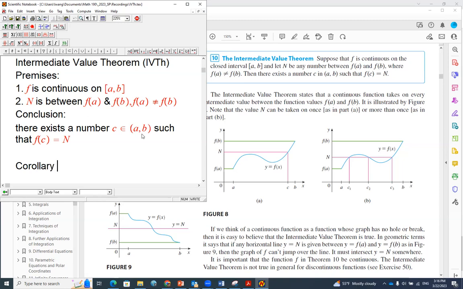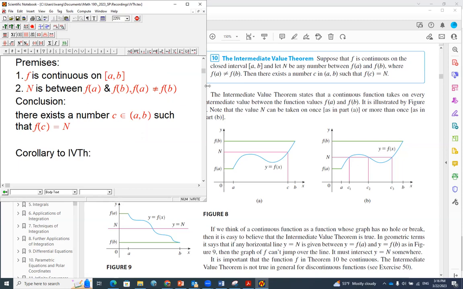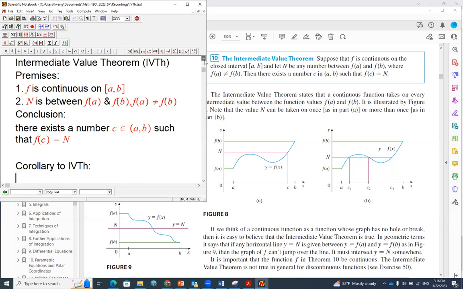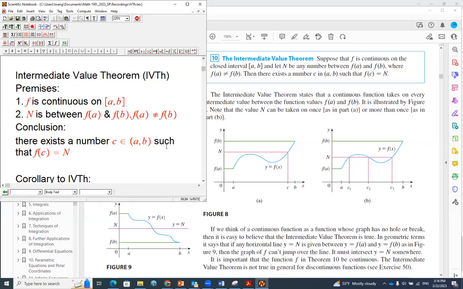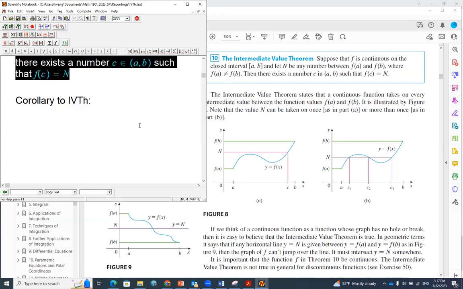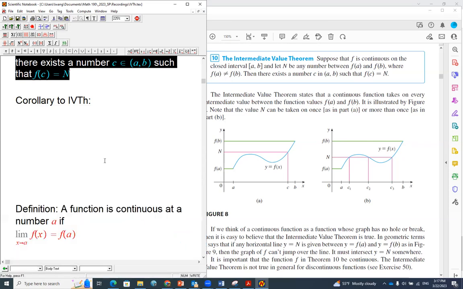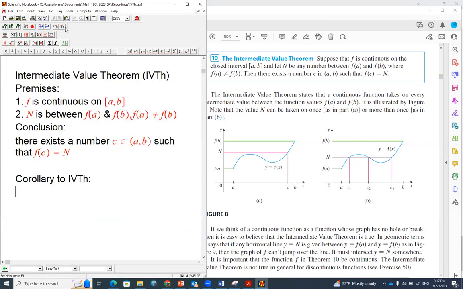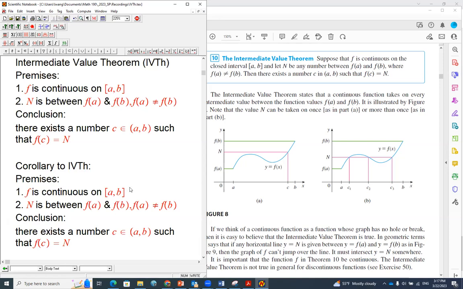A corollary to the intermediate value theorem. What is that? The corollary of the intermediate value theorem is more commonly used. In terms of the premises, I'm going to copy and paste, and show you what has changed.